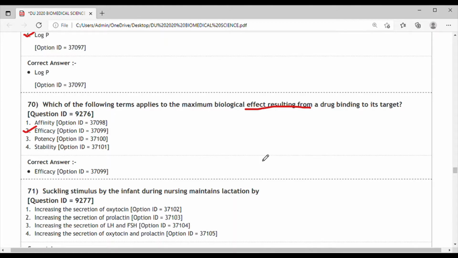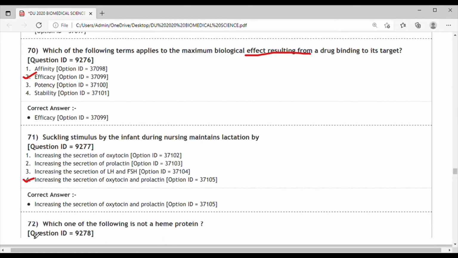Next question, question 71. Suckling stimulus by the infant during the nursing maintains lactation by option 1, increase the secretion of oxytocin; option 2, increases the secretion of the prolactin; option 3, increasing the secretion of LH and FSH; option 4, increase the secretion of the oxytocin and the prolactin. Basically the suckling stimulus increase the secretion of both oxytocin and the prolactins.